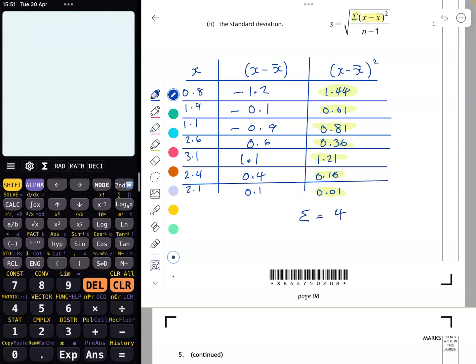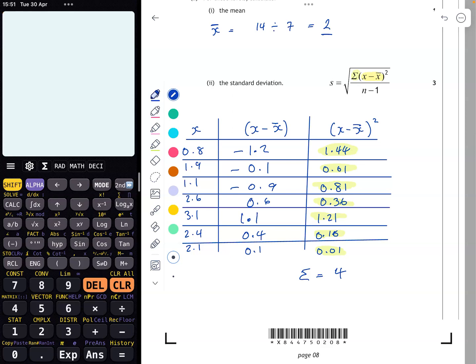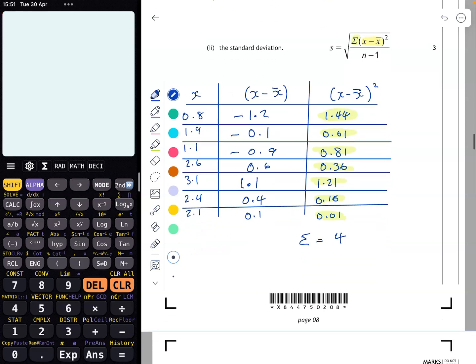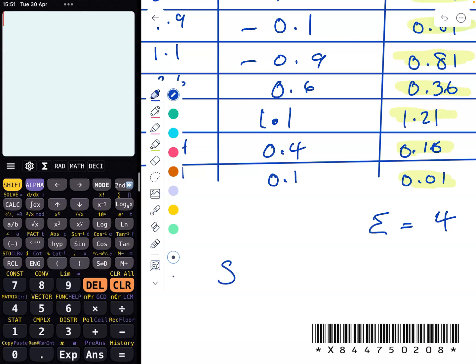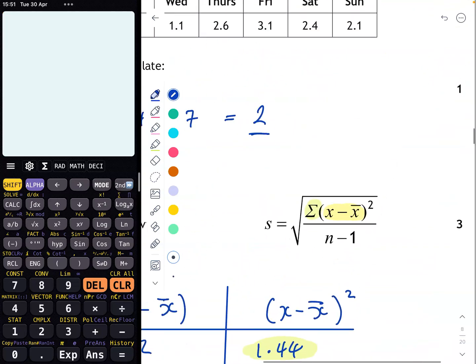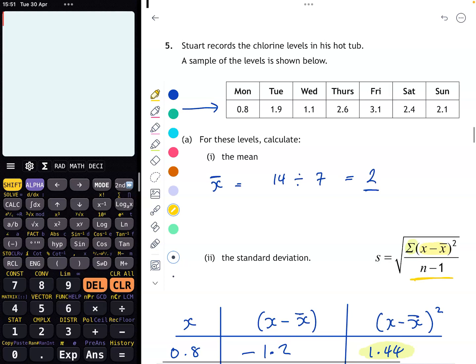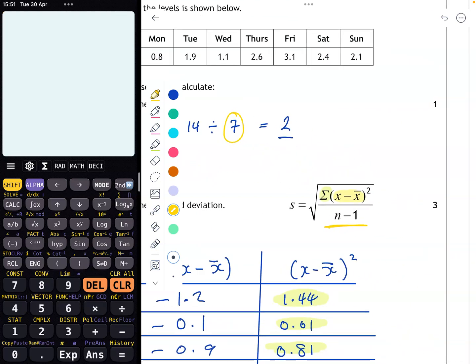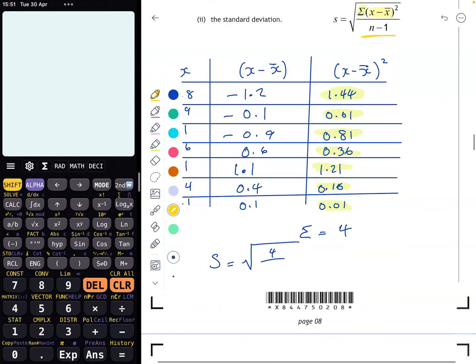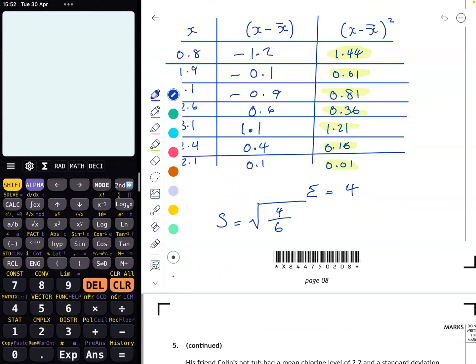Alright, now I need to just use the formula. So I've got 4 in the numerator. Let me just write this out. S is the standard deviation, so that's going to be the square root of 4 at the top, and at the bottom, it's n minus 1. Well, n is the number of data points we've got, which is 7, because 7 days in a week. So n minus 1 is 6. So it's going to be the square root of 4 divided by 6 there.